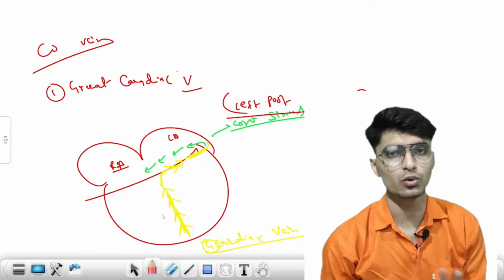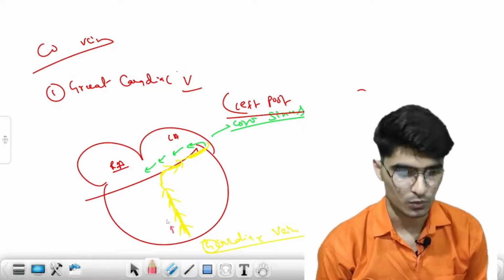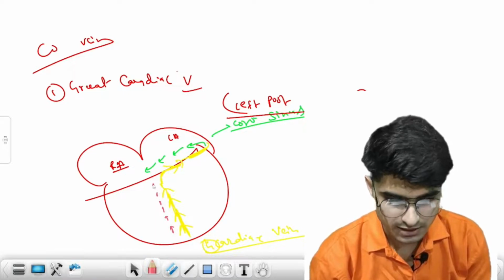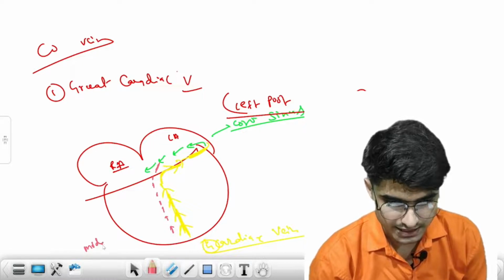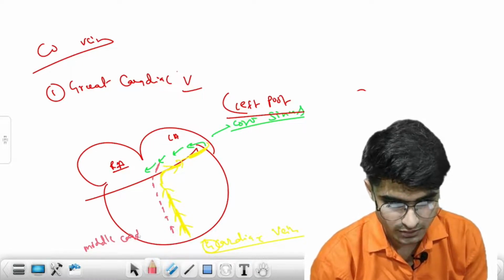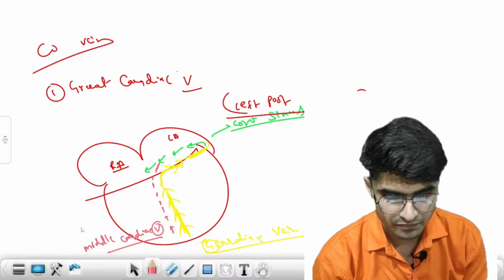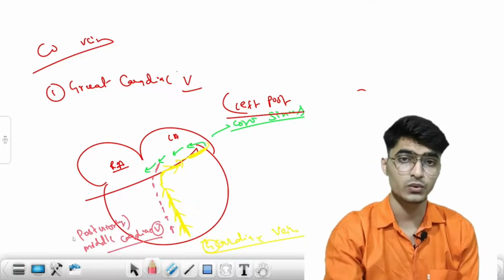And we do have two more veins. Number one is the middle cardiac vein, and then the small cardiac vein or lesser cardiac vein. The middle cardiac vein is present in the posterior interventricular groove. This is our middle cardiac vein, and that drains into the coronary sinus here. That is the second vein, draining into the coronary sinus.